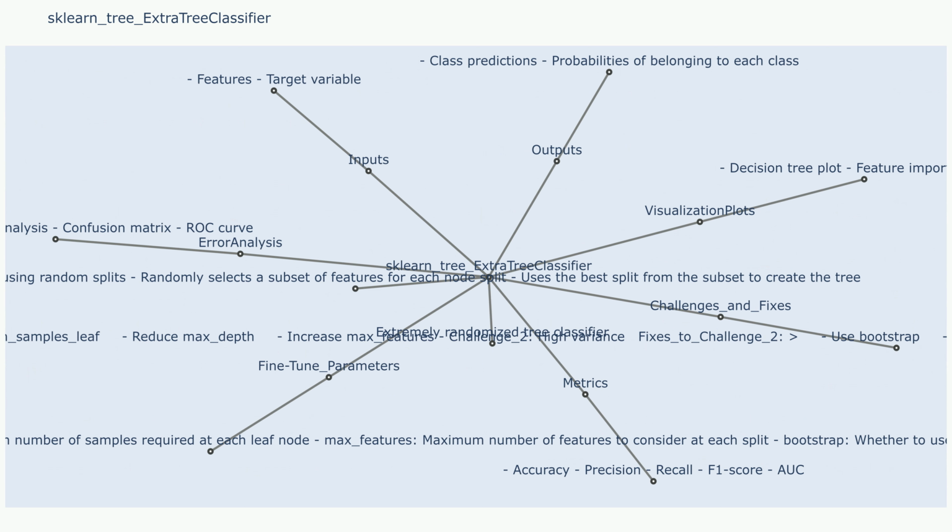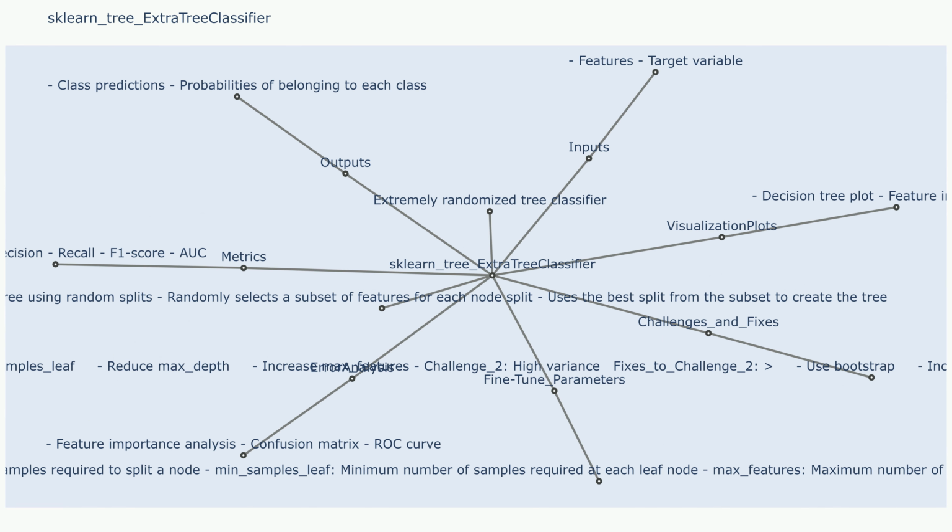Max features. The number of features to consider when looking for the best split at each node. It can be an integer (absolute number), a float (proportion of features), or auto (all features). Bootstrap, whether bootstrap samples are used when building trees. If true, each tree is built on a random subset of the training data.